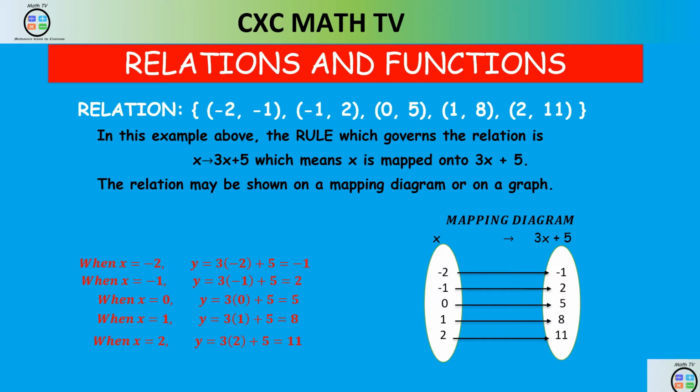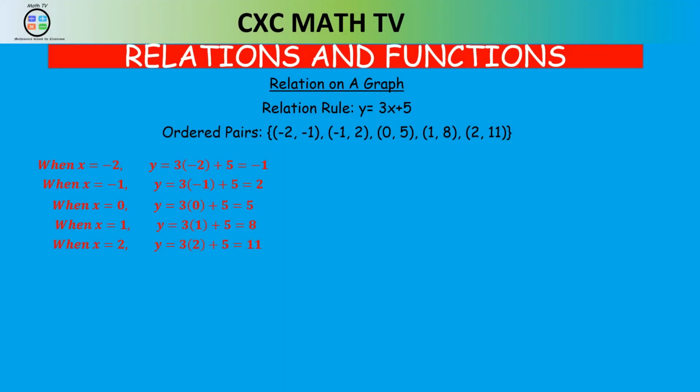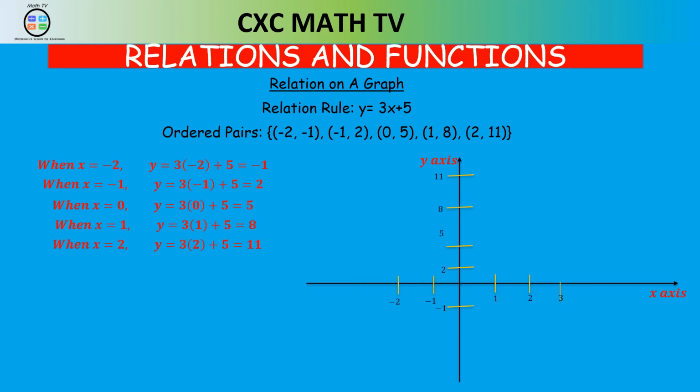Now, in the same way, a relation can be put on a graph. So the relation rule is y equals 3x plus 5. We already have all the x and y values, so we just need to plot the points. When x is -2, the y value is -1. When x is -1, the y value is 2. When x is 0, the y value is 5. When x is 1, the y value is 8. When x is 2, the y value is 11. Then, of course, we can draw the line of best fit passing through all the points, and that is our relation, y equal to 3x plus 5.